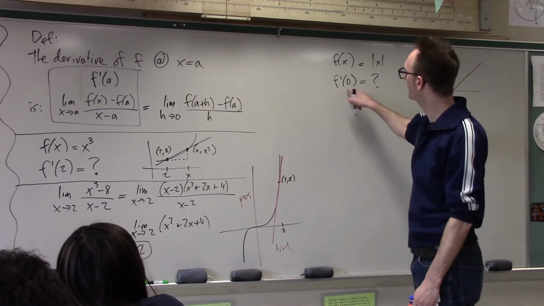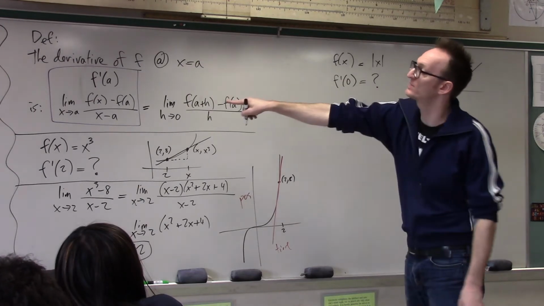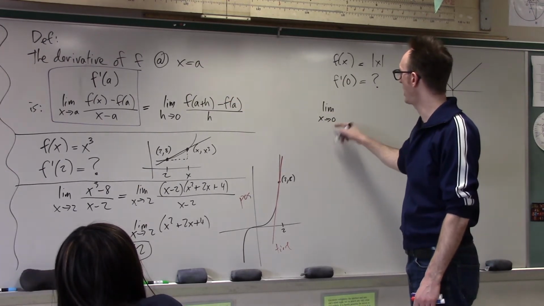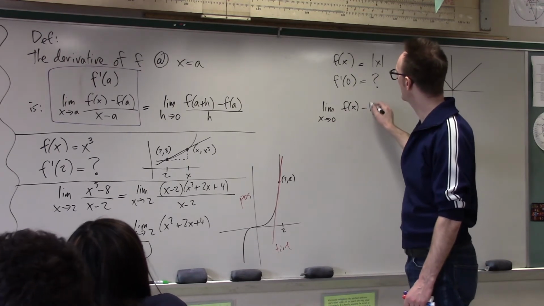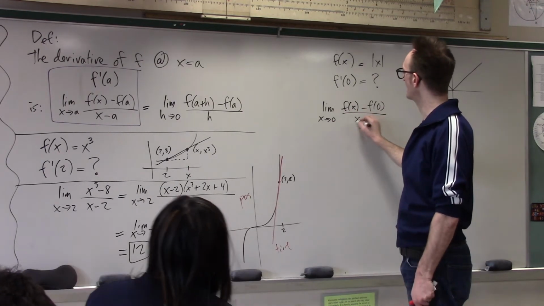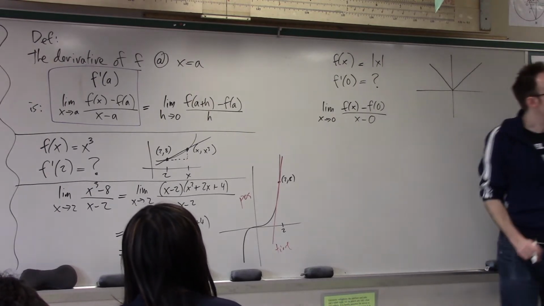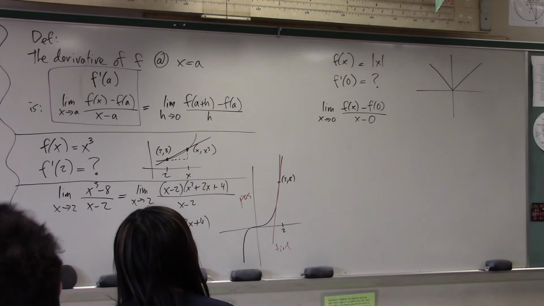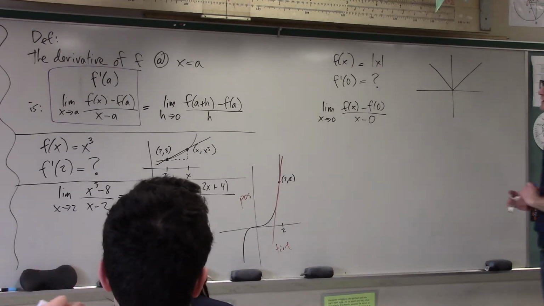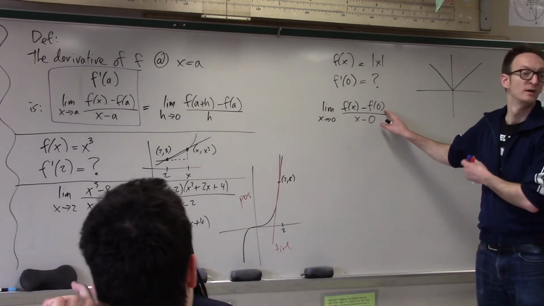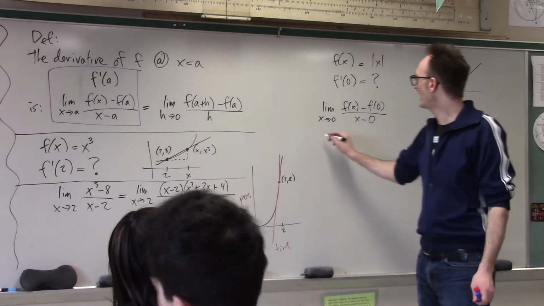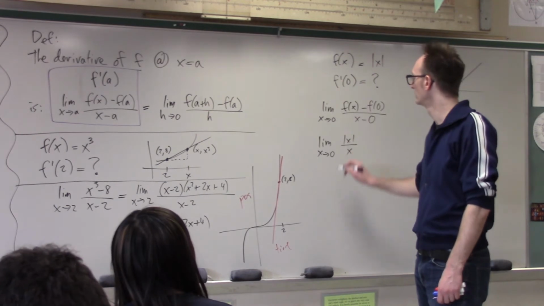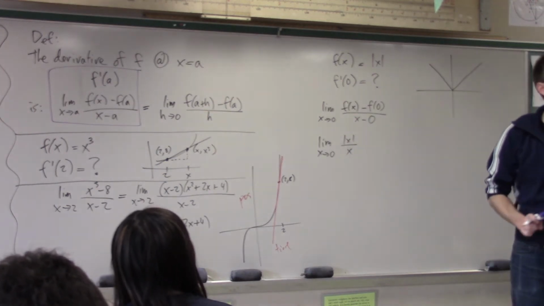So f prime of zero is by definition, if we use that first one, the limit as x goes to zero of f of x minus f of zero over x minus zero. That would be the limit representing the derivative of a generic function at zero. Agree? What is f of zero? Just zero. Okay, so this is just the limit as x goes to zero of absolute value x over x. Agree? I have seen this limit before.